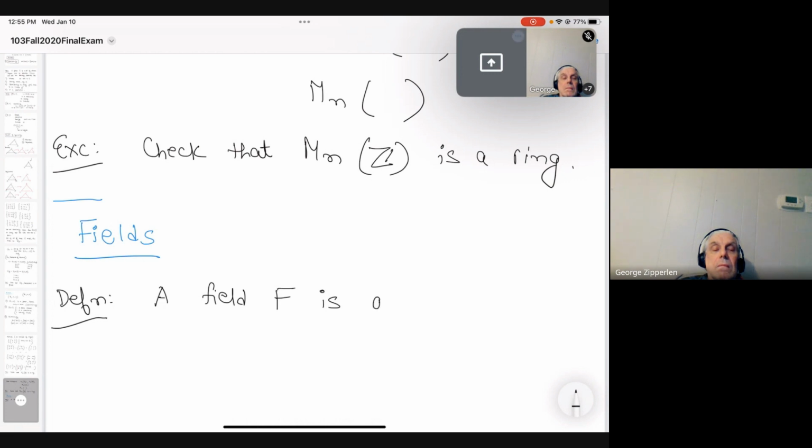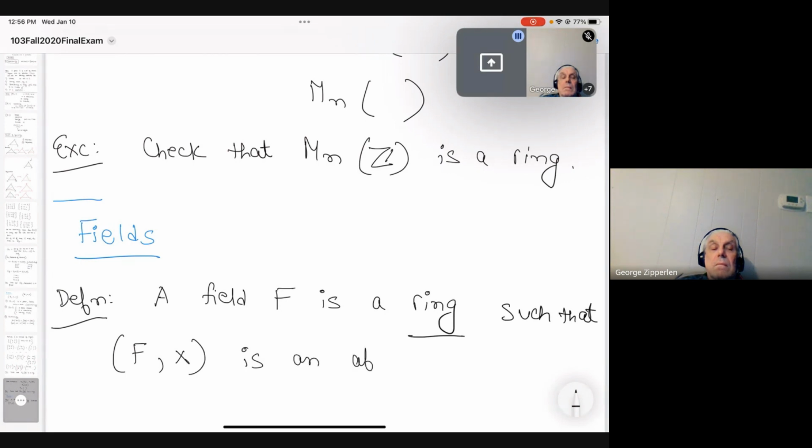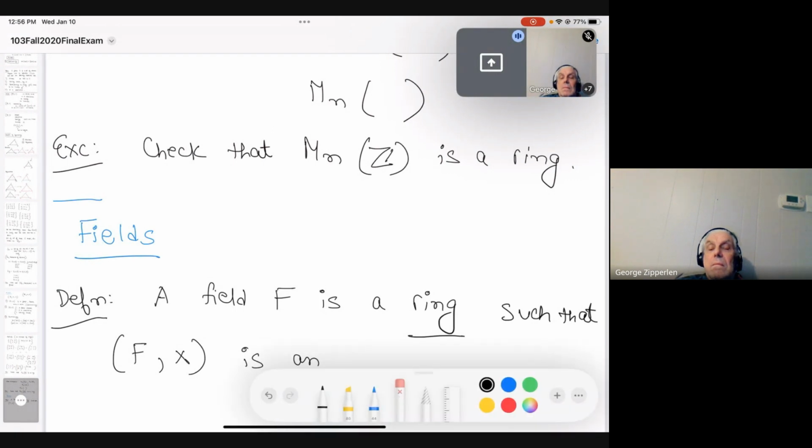is a ring. You know what a ring is, such that, well, I've already said it's a ring, so there is multiplication defined on it. If you take this set with respect to multiplication, this is an abelian or a commutative group. Let me not use the word abelian, but commutative group.